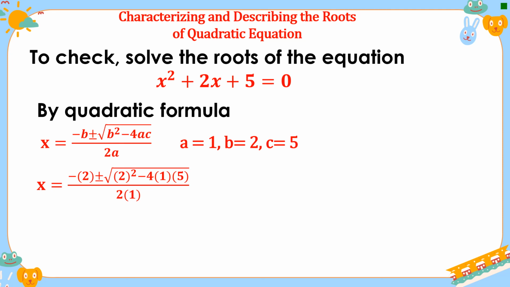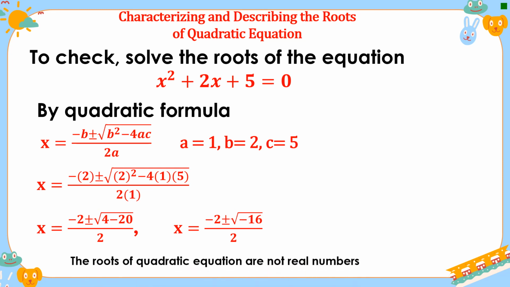Then, isimplify na natin ang equation. So we have now negative 2 plus minus 2 squared is 4. Negative 4 times 1 times 5 is negative 20 over 2. Then, simplify. X is equal to negative 2 plus minus square root of negative 16 over 2. And this is the root of the quadratic equation x squared plus 2x plus 5 equals 0. So therefore, the roots of the quadratic equation are not real numbers.